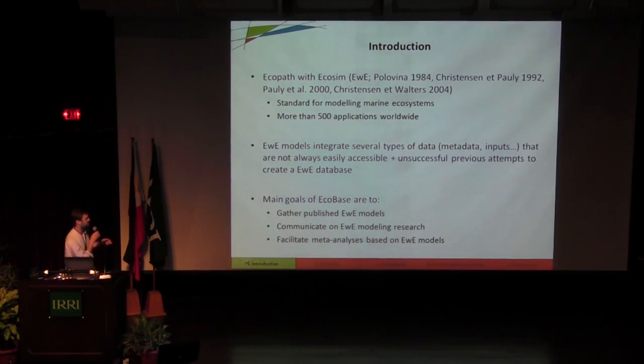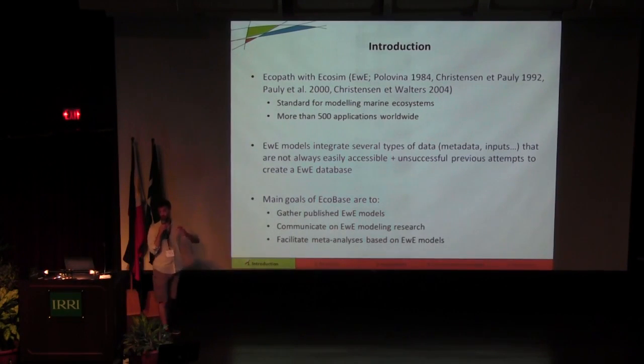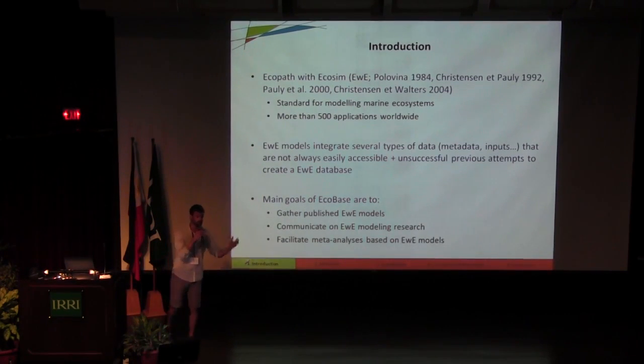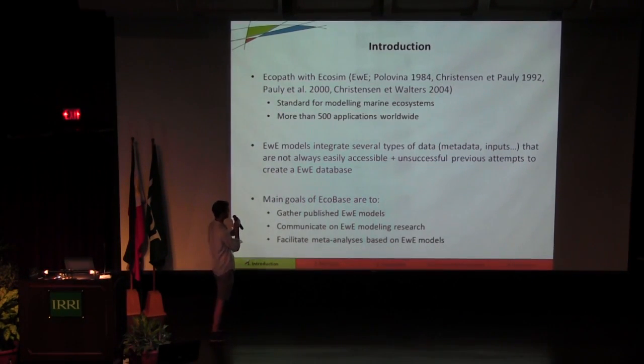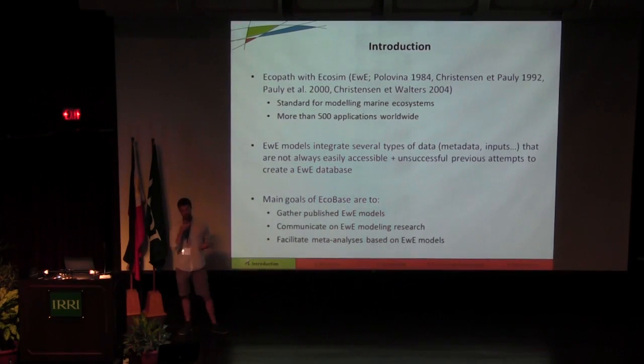And it integrates several types of data, as I told you. You get the data proper to the model: the biomass, the production and biomass ratio, all these values pertaining to trophic groups. You also have data as metadata associated with the model: which ecosystem am I modeling, where is it, what are the references. So all these data are not always easily accessible.